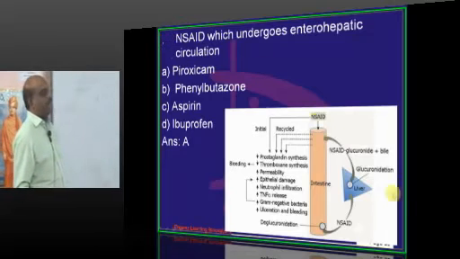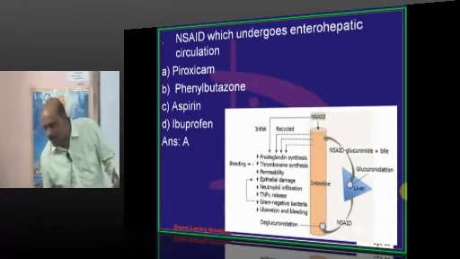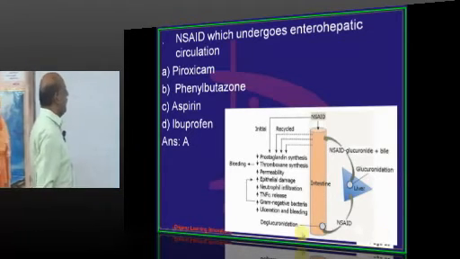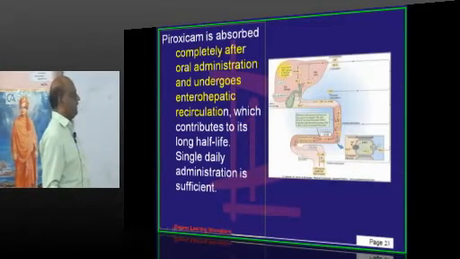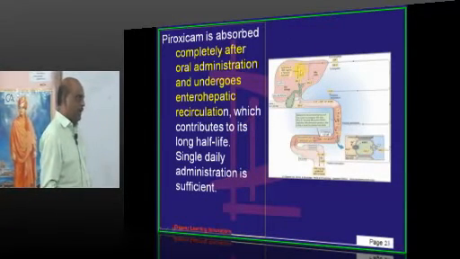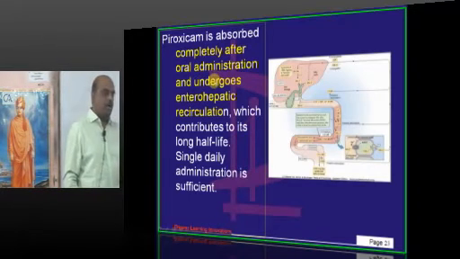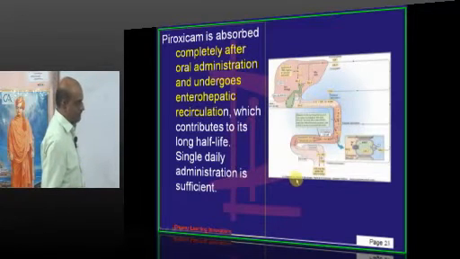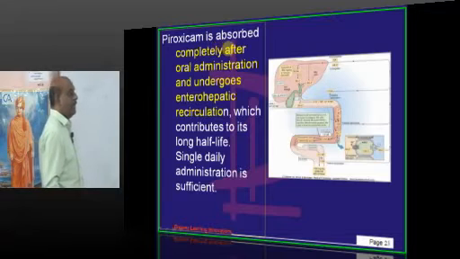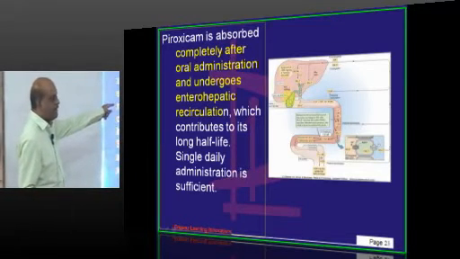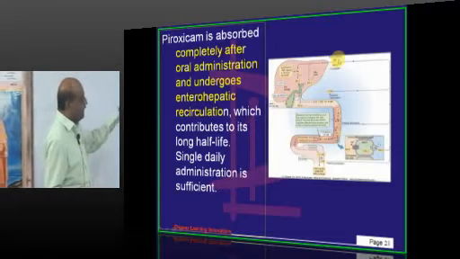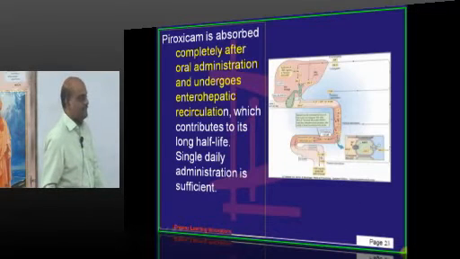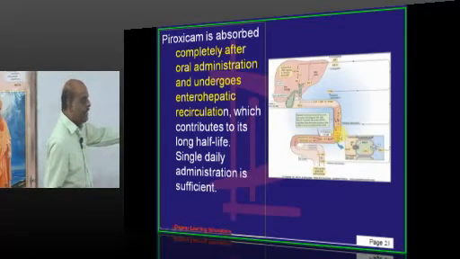Now doctor, which NSAIDs undergo a lot of enterohepatic circulation is my question to all of you. Basically, piroxicam, it's a very unique property. Whatever you take after oral administration, it becomes absorbed, undergoes enterohepatic recirculation. Normally a drug, what happens? Once it enters blood, if it enters liver, if it enters bile, it once more enters intestine, and through intestine it goes into feces. But if it has enterohepatic circulation, what will happen?